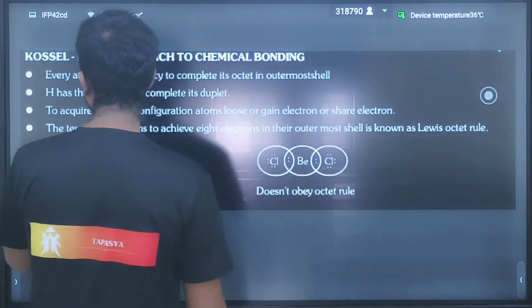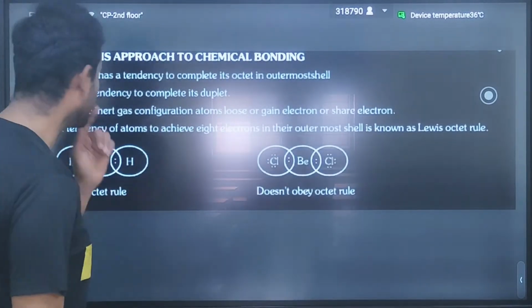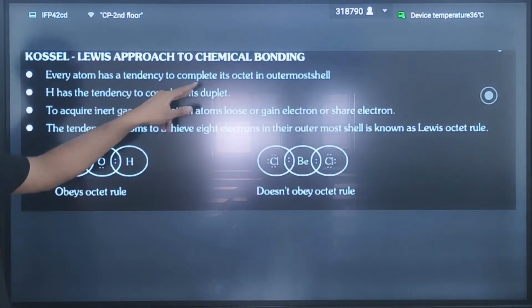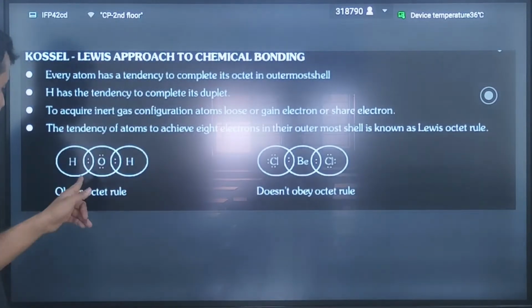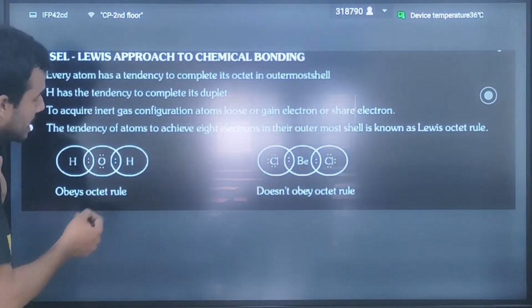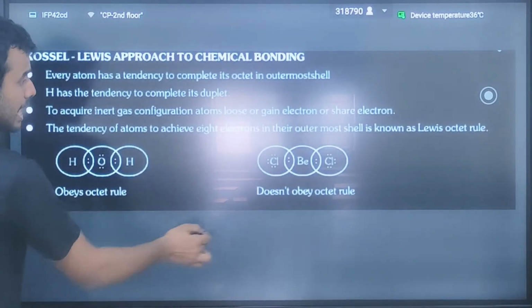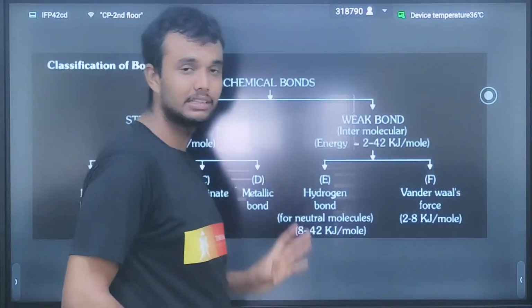Now, this is the latest approach to chemical bonding. Every atom has a tendency to complete its octet. H has a tendency to complete its duplet. Look here, this is the water molecule, which obeys the rule. This H completes its duplet by using the oxygen atom. This one does not obey, for example. I hope it's clear.